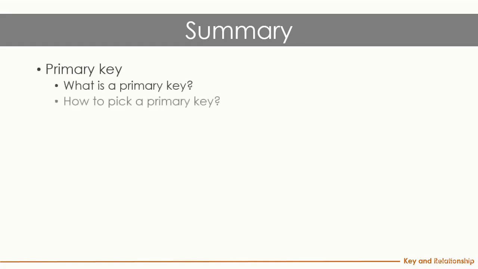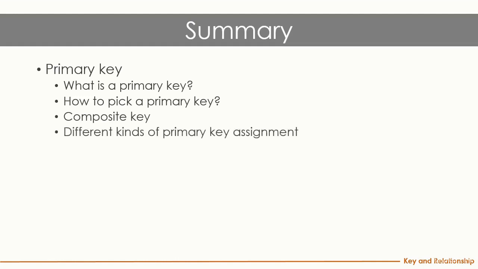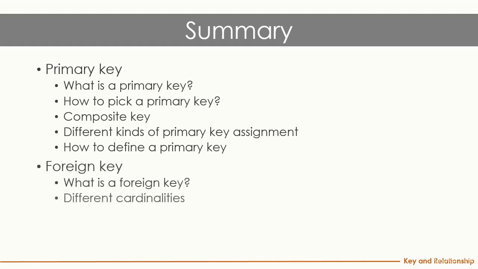Let's summarize what we talked about in this lecture. We talked about the primary key: what is a primary key, how to pick a primary key, how we can make a composite primary key rather than just a single column key, different kinds of primary key assignment mechanisms, and how to define the primary key in Visual Paradigm. We also covered the foreign key. What is a foreign key? We talked about different cardinality and how to create a foreign key of different cardinality in Visual Paradigm.